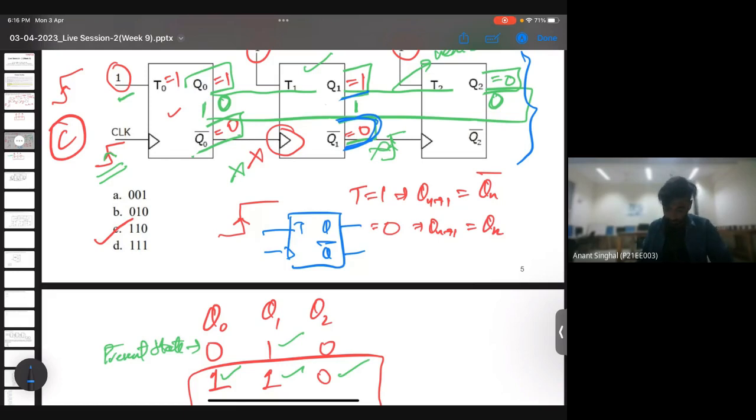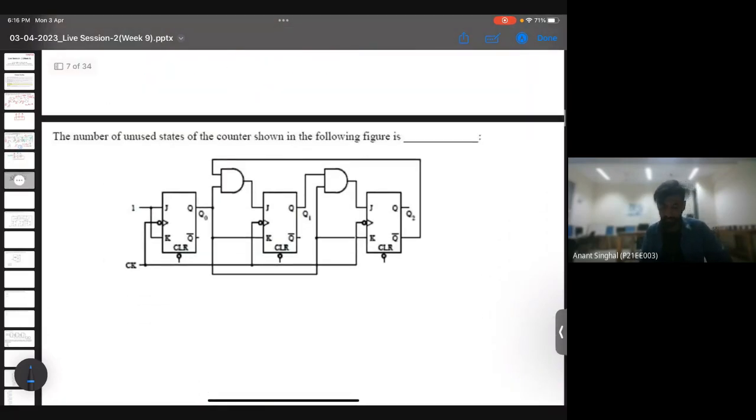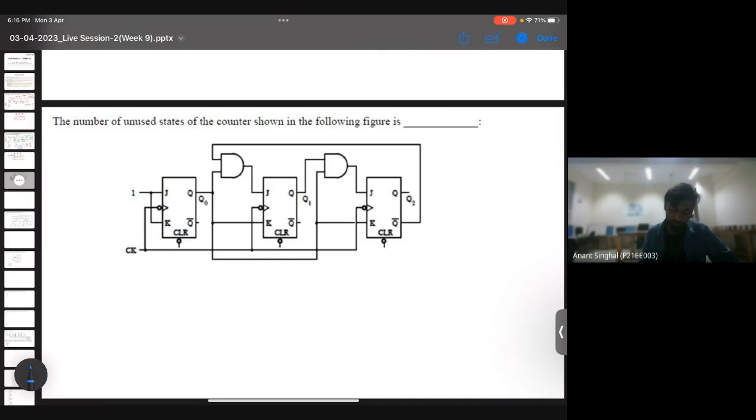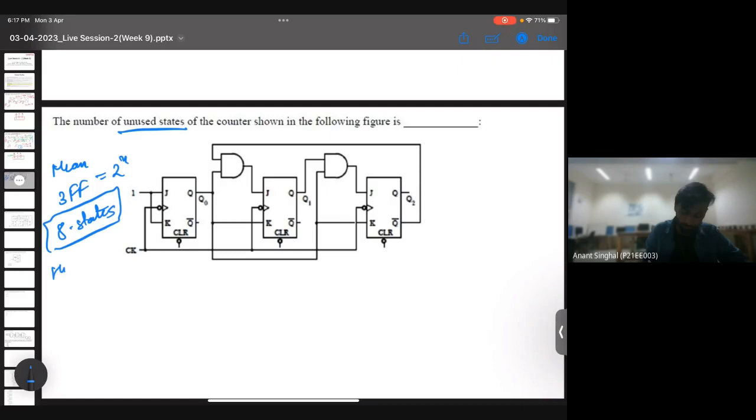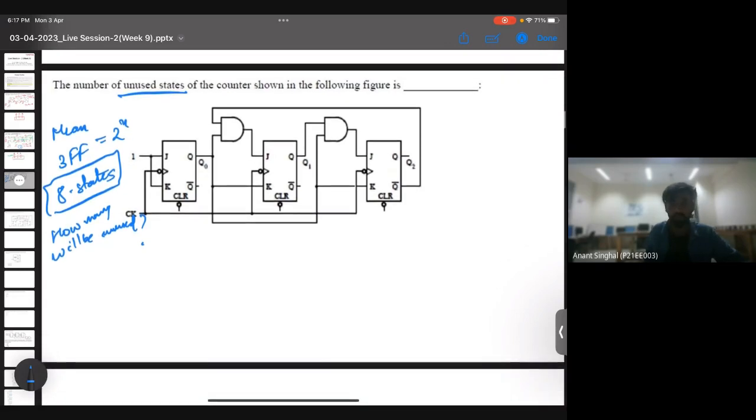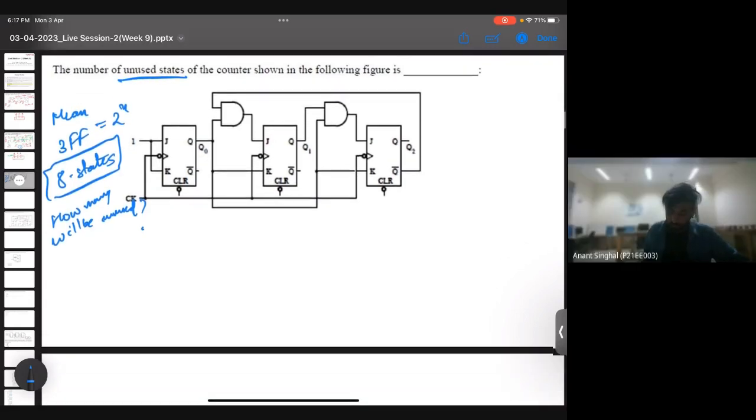Okay, so let's proceed to the next problem now. The question asks for the number of unused states. Since this is a three flip-flop circuit, there will be a total of eight states, right? 2 to the power n is the formula. From these eight states, how many will be unused? Is the objective of the question clear? Yes, sir. Okay, let's proceed.